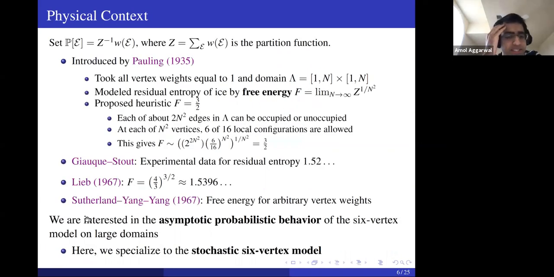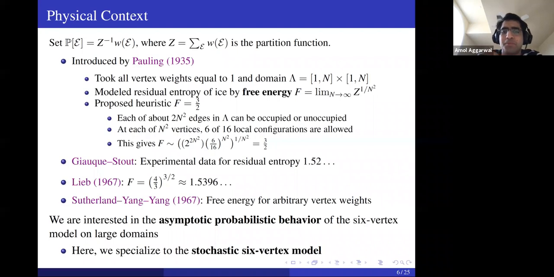Okay, so for the physical context, I'll just have a quick slide describing the context in which this model arose. It was introduced by Pauling in 1935. He was taking all the weights to equal 1, and he took the domain to be a square. It was actually a torus, so periodic boundary conditions. And what he was interested in were these experiments of Giauque and Stout, who were interested in this notion of residual entropy for ice. So Pauling had proposed the 6 vertex model as a model that should compute this residual entropy of ice.